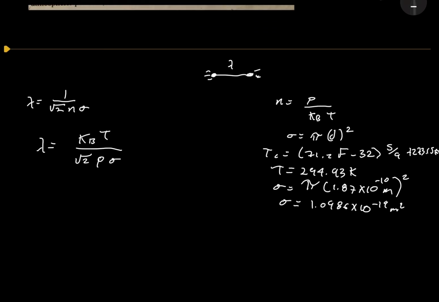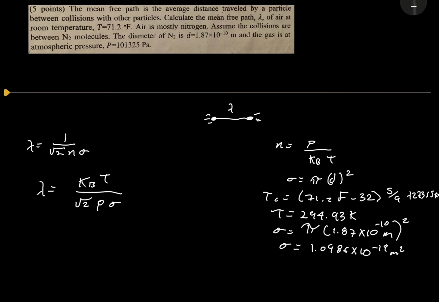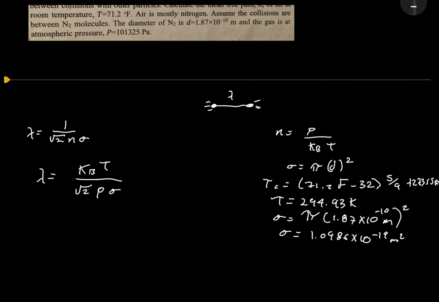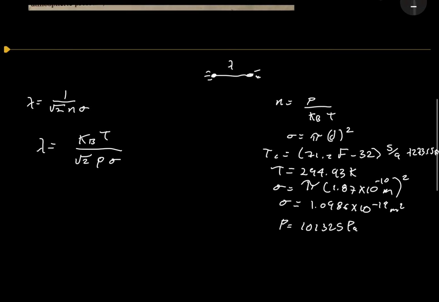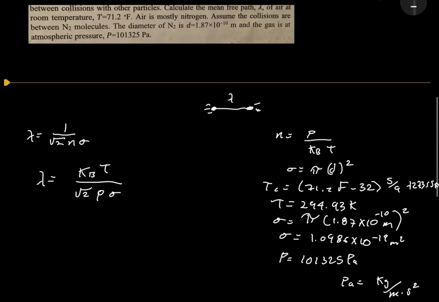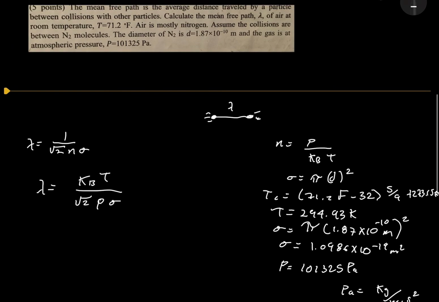Okay, so what else are we given? We're also given the pressure, in units of pascals. So we know that a pascal can also be expressed in units of kilograms per meter times second squared. It's very important for you to know these relationships, because then it makes things easier when it comes to canceling things out. And I think that's all we need.